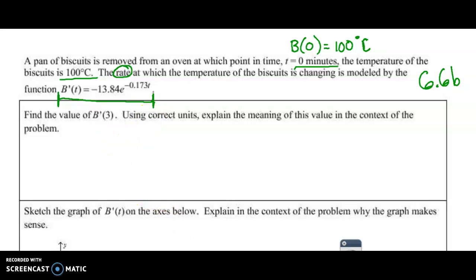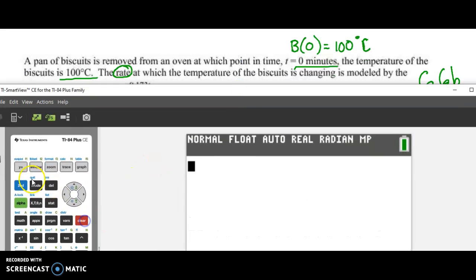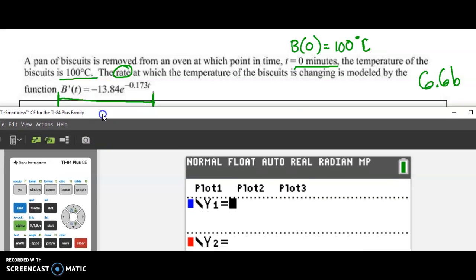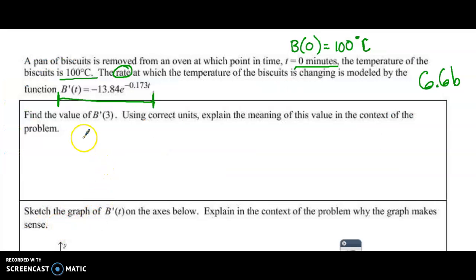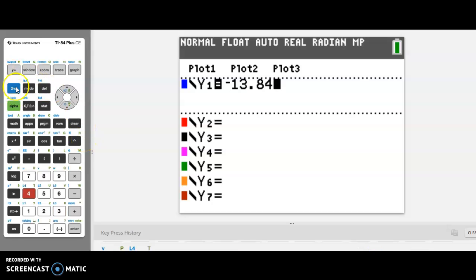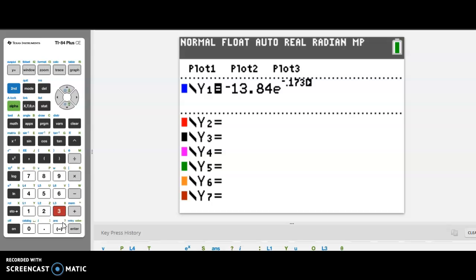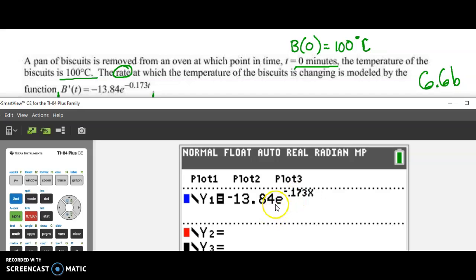Now what I would do is go straight to my calculator. You can see I haven't changed my calculator at all. I go to y equals, whoops, wrong button, y equals, clear that out. I'm just going to type in that equation. Now make sure when you use your calculator, because I make this mistake a lot, you use the negative key when you need it: negative 13.84 e to the negative 0.173 t. And double check that you typed it in correctly, because if you didn't, you'll definitely get the wrong answer.